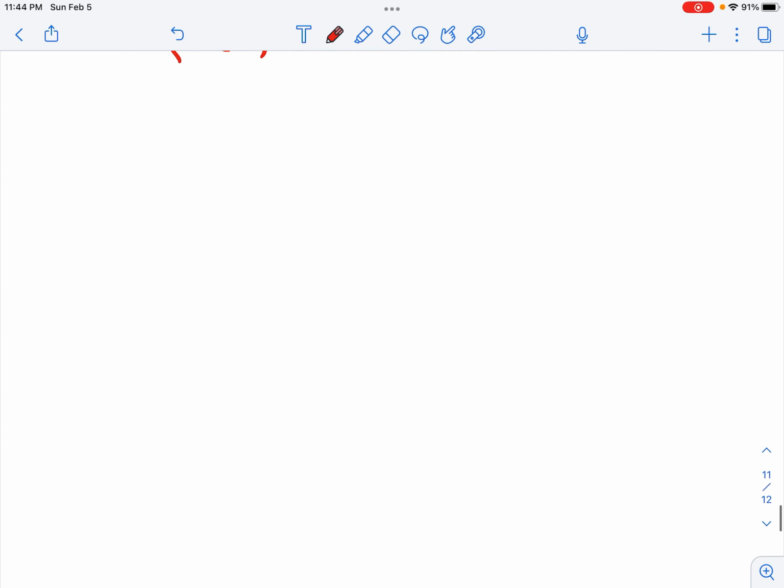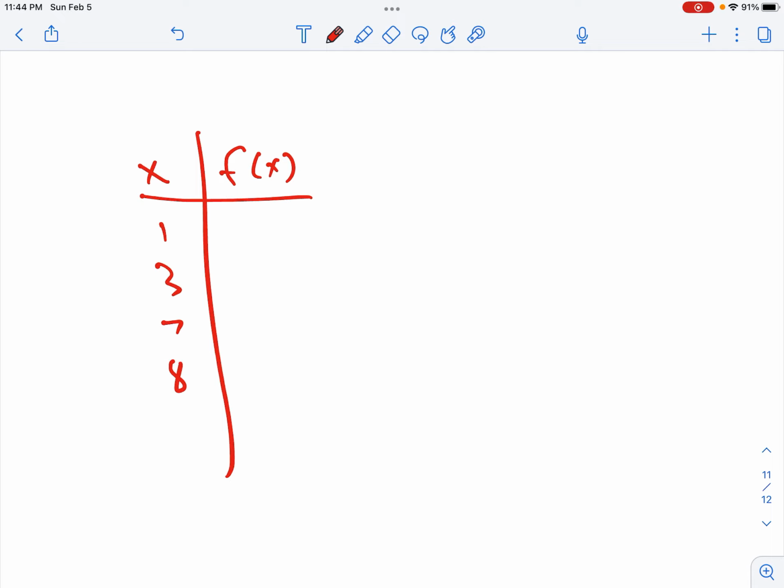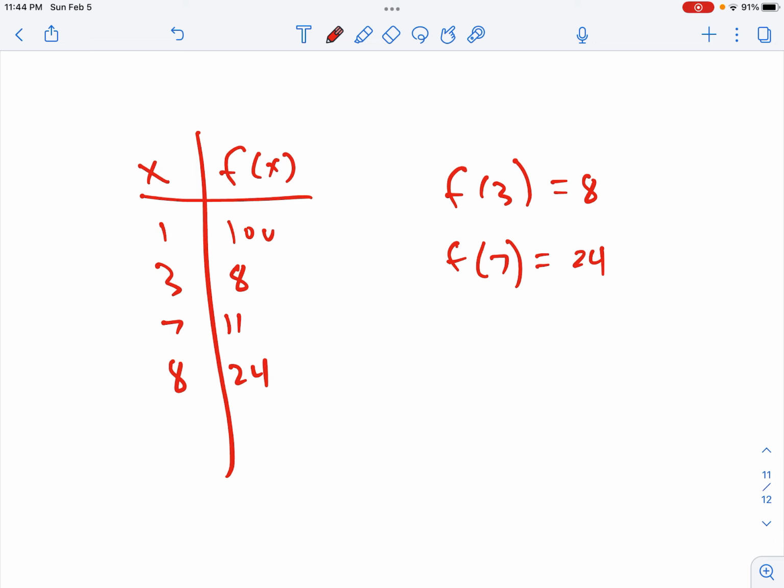Okay, let's do this in a table. We've got our x, we've got our f of x. I'm just making up a couple of random numbers. So if I did something like this, what's f of 3? Well, 3 is your input, 8 is your output. f of 3 is 8. What's f of 7? f of 7 is 24. What's f of 1? f of 1 equals 100.